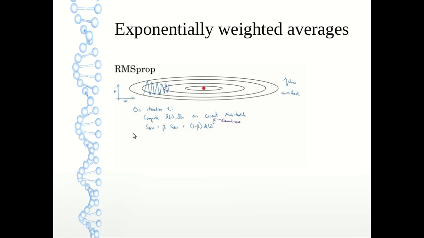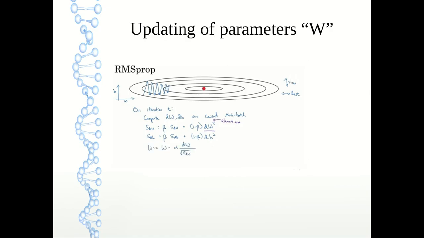And so S_dw is going to be equal to beta times S_dw plus (1 minus beta) times dw squared, and note that this is element-wise squaring, so we are keeping exponentially weighted averages of the square of the derivatives. Similarly, we compute S_db equal to beta times S_db plus (1 minus beta) times db squared, and then we are going to update our parameters w and b. So w is going to be equal to w minus alpha, where alpha is the learning rate, times dw divided by the square root of S_dw.